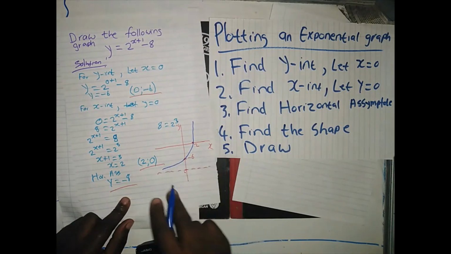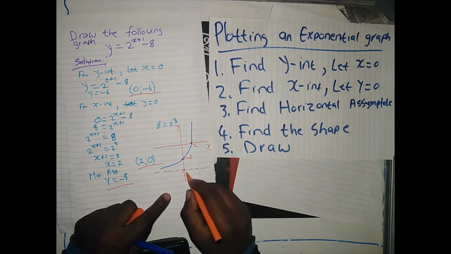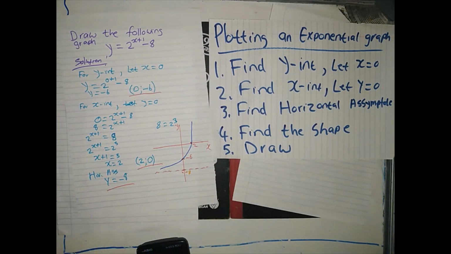Remember, this graph will approach this. Remember, what is an asymptote? An asymptote is a line that the graph approaches but never touches. So you've got minus 8 here. Can you see that? You've got minus 8. So here is your graph.